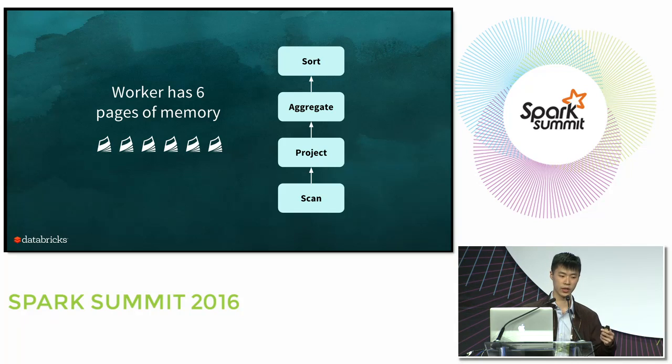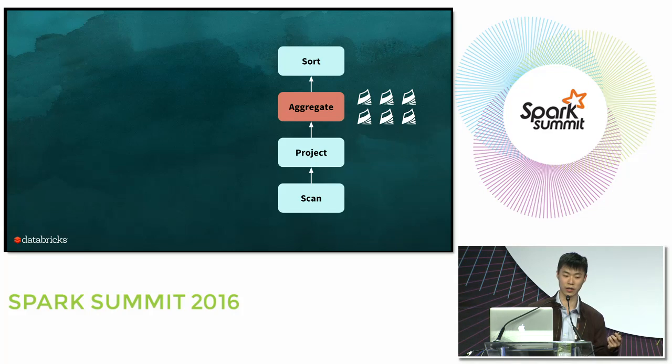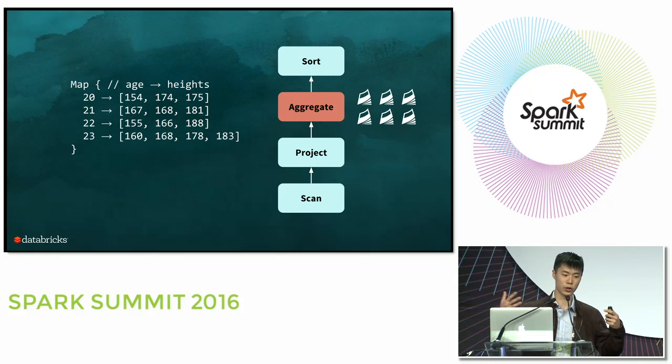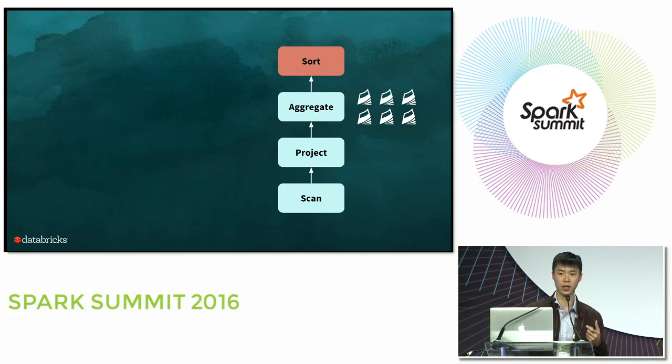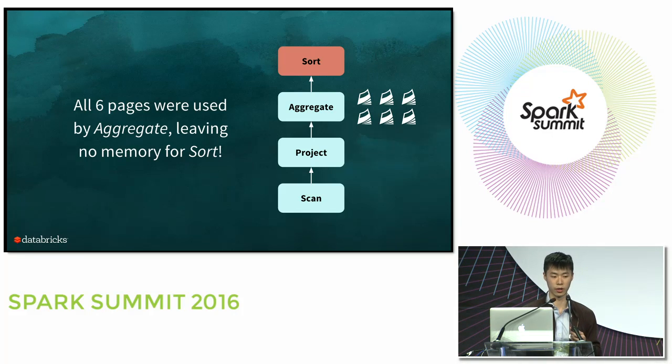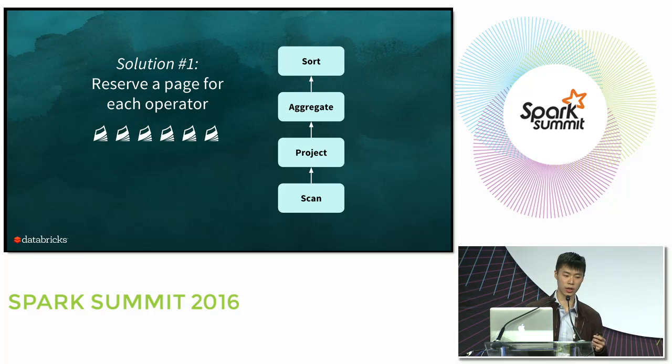So to illustrate this, let's say my worker has 6 pages of memory. So a page here is essentially a fixed unit of memory. It doesn't really matter how much it actually is. So aggregate is going to grab all 6 pages, and then it's going to use those pages to build a hash map that looks something like this. And then when it comes to sort, it realizes that it actually can't acquire any memory, so it has no choice but to fail.